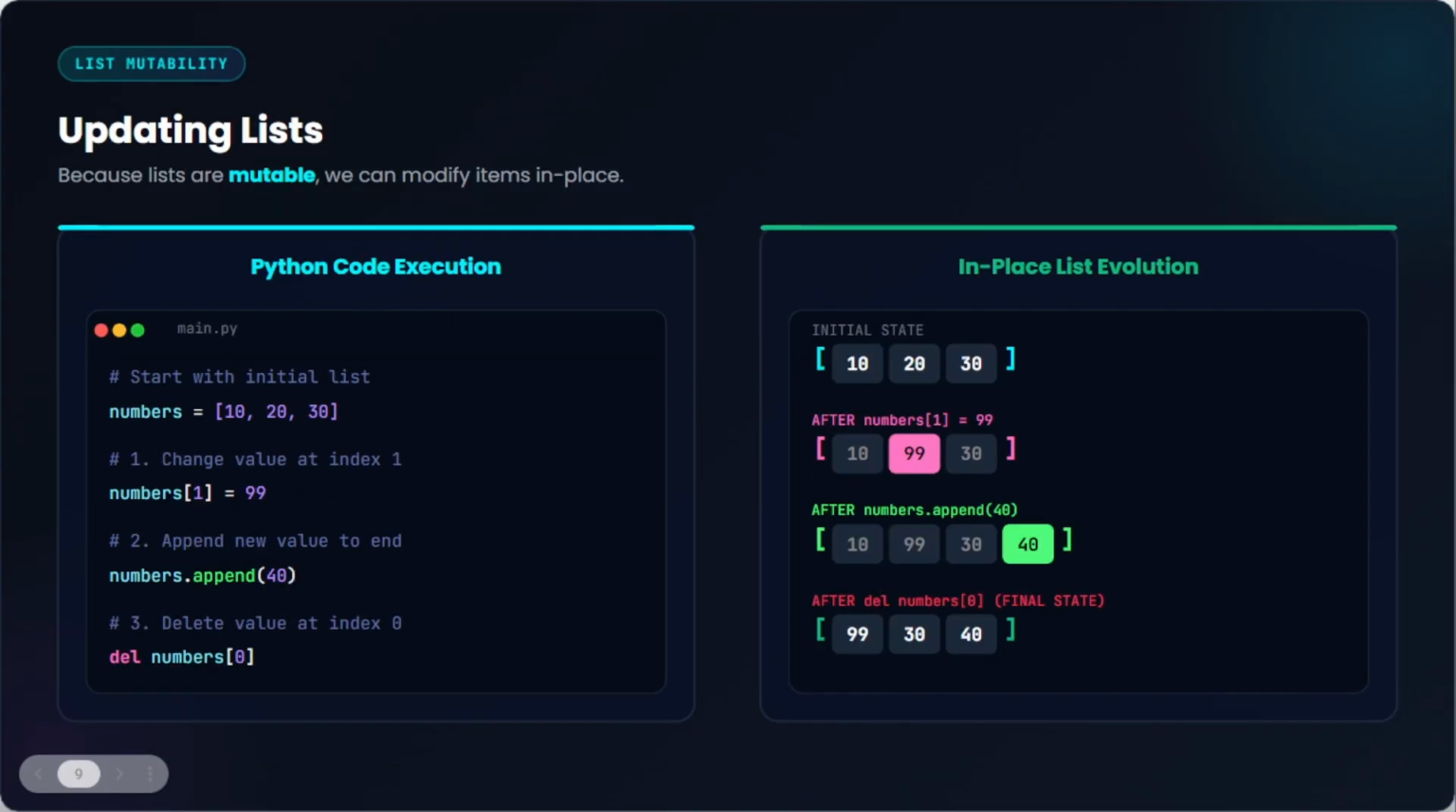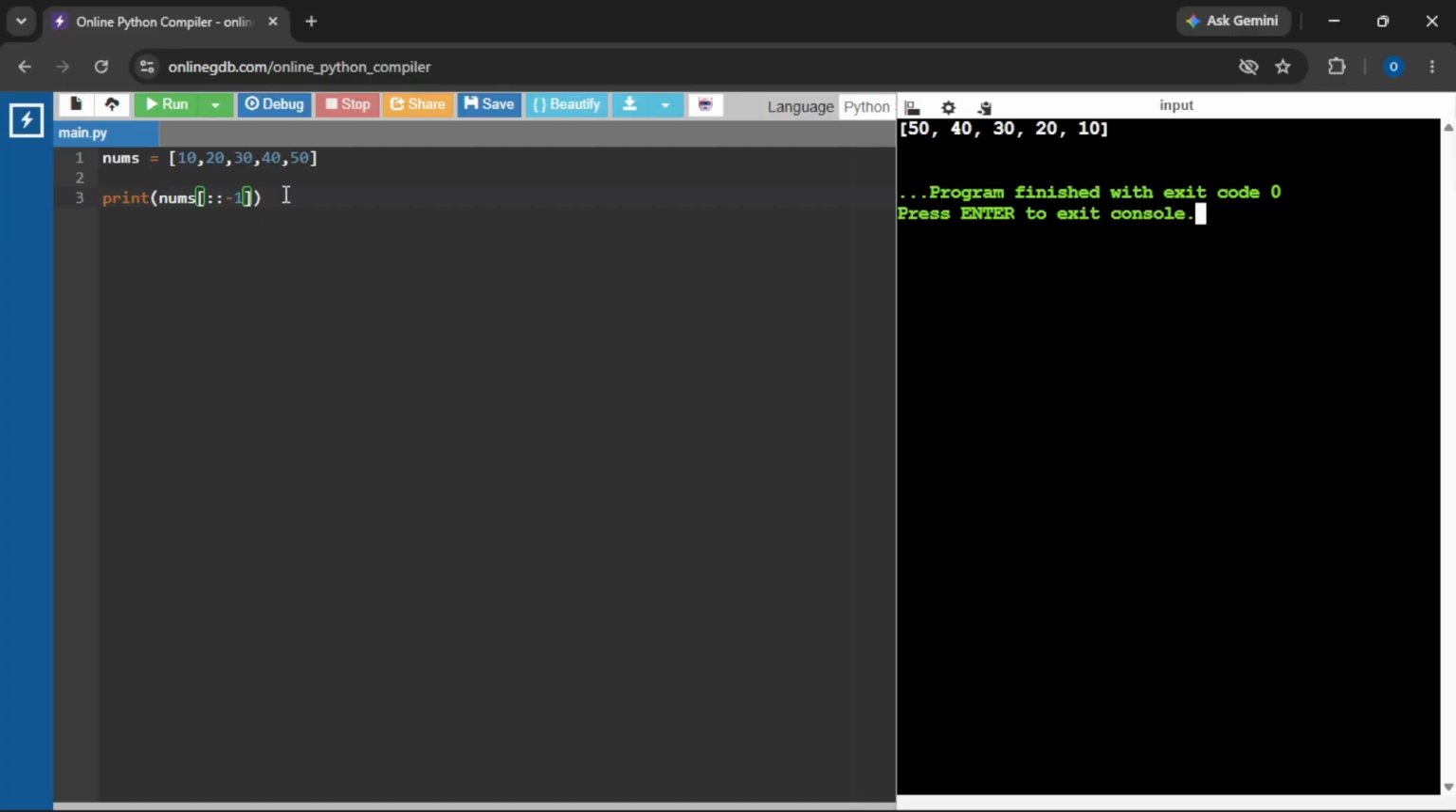Now talking about updating lists. Let's see why lists are called mutable. Mutable means we can change them after they have been created. Now look at the example. Here numbers are 10, 20, 30, 40, and 50. Now our list looks like this, and suppose we want to replace 20 with 99. For that we simply do nums and the position where we want to change, which is 1. So nums[1] equals to 99.